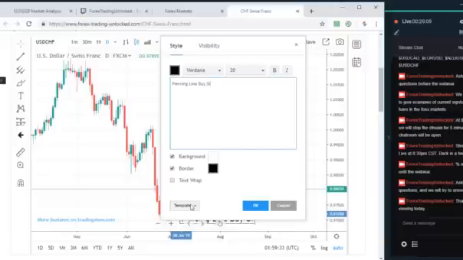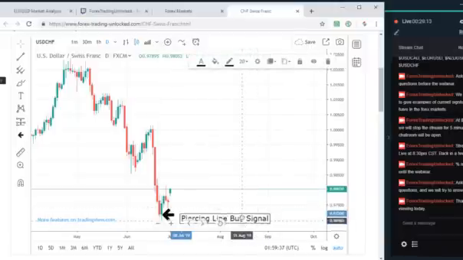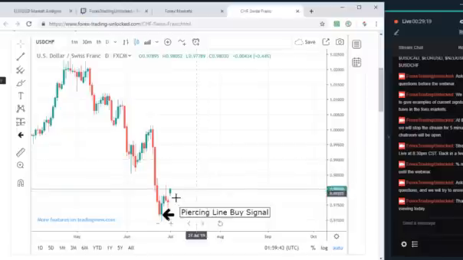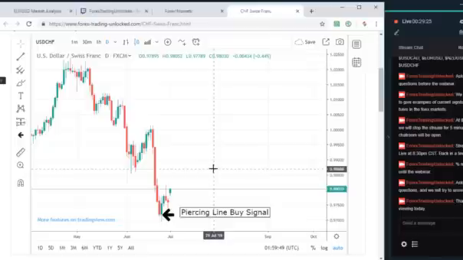Buy signal. Okay, there we go. Okay, so here we go. The piercing line buy signal. So what does that mean? We have a gap higher this morning or this evening, wherever you are in the world. The G20 summit has happened. Obviously, US dollar strength is in the market right here.